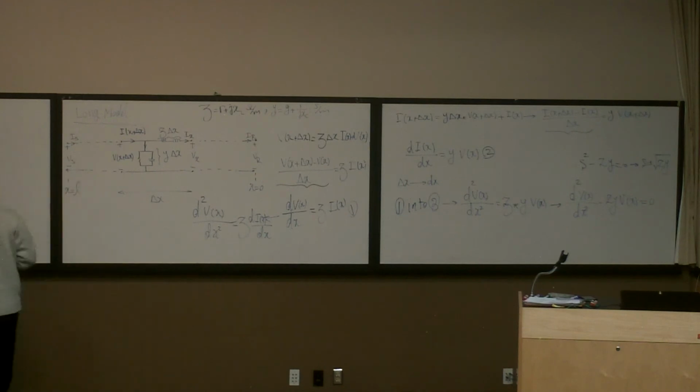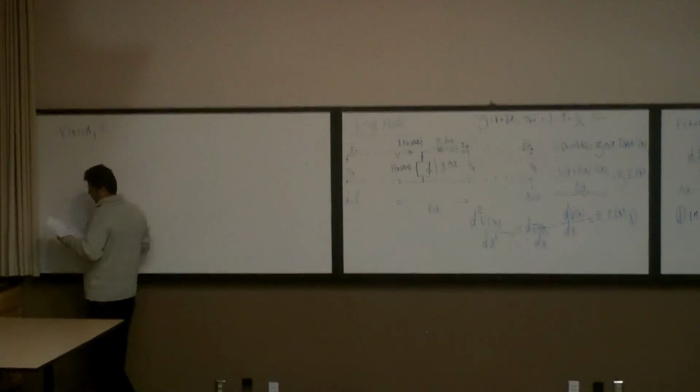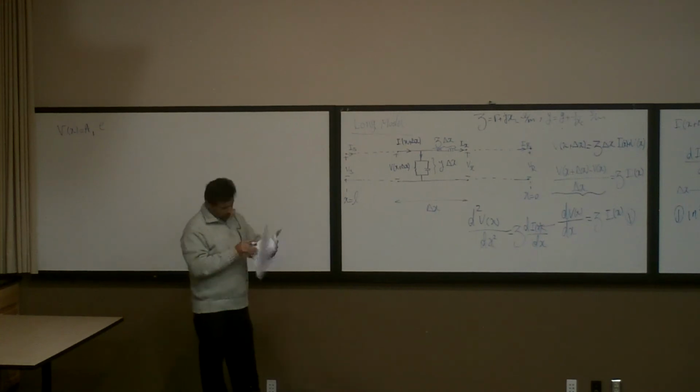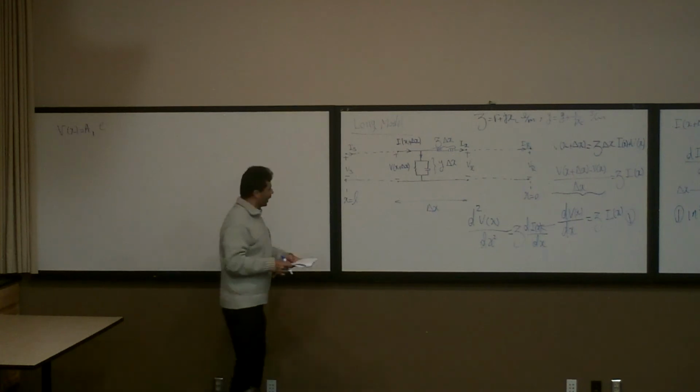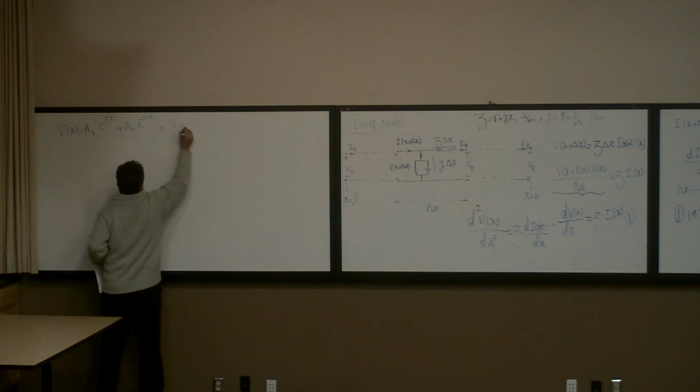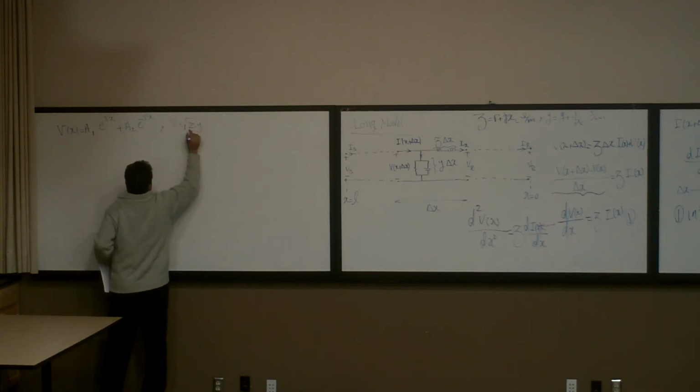Now, I'm going to write the V(x). V(x) is going to be, since it's a second order equation, A1 e to the power of the answers we have over there. S. So basically, I think you call it gamma. This group, you call it gamma, let me make sure. Gamma. I call it gamma. So V(x) is A1 e to the power of gamma x plus A2 e to the power of minus gamma x.